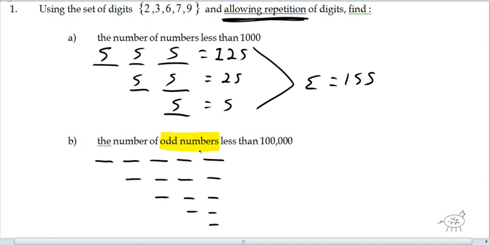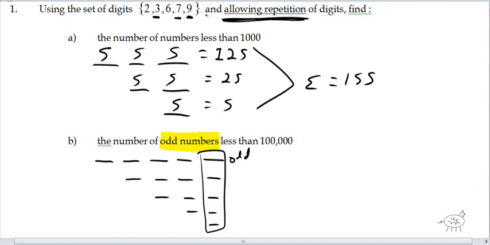Do you guys agree that this needs to be odd? Right? That last number has to be odd in order for it to be an odd number. Okay? So if you look at our numbers, we have 2, 3, 6, 7, 9. The only odd numbers we have are 3, 7, and 9. There are only 3 possibilities.